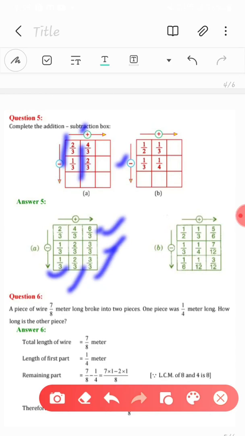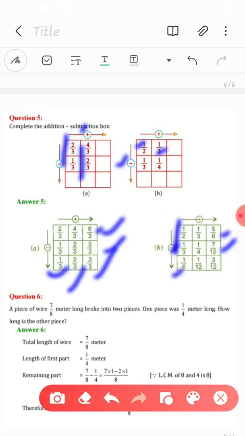Now 5b. Same way, half is there. Half plus 1 by 3, so we are getting 5 by 6. After finding the LCM we did the process. And then 1 by 3 plus 1 by 4, since they are not having the same denominator, we are finding the LCM and did the process. We got 7 by 12, and these two we have to subtract.